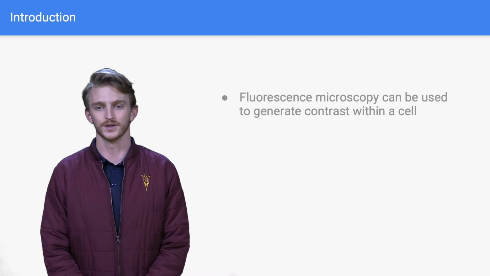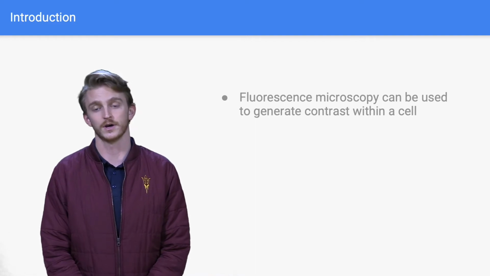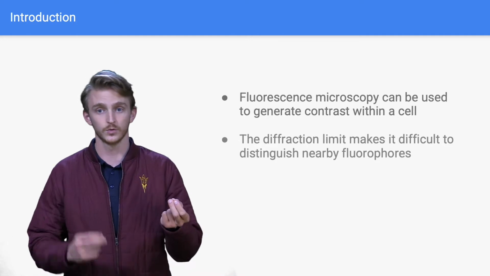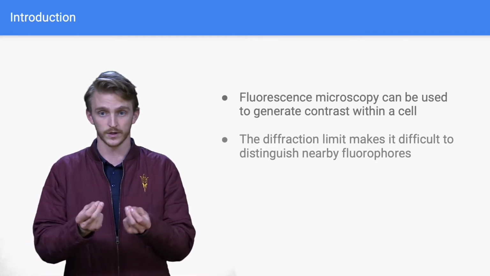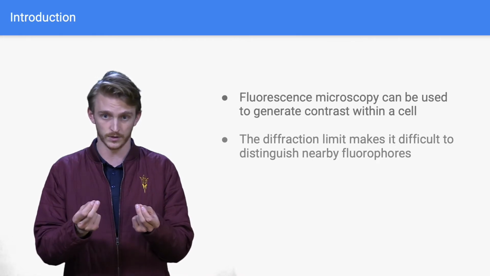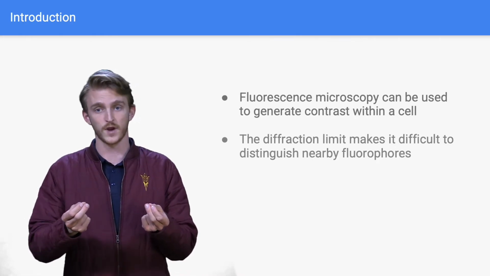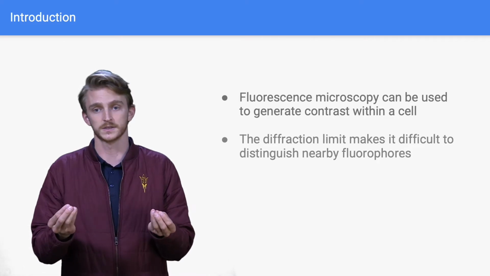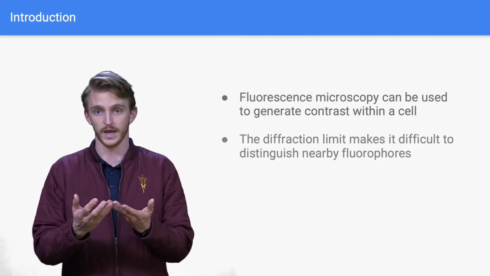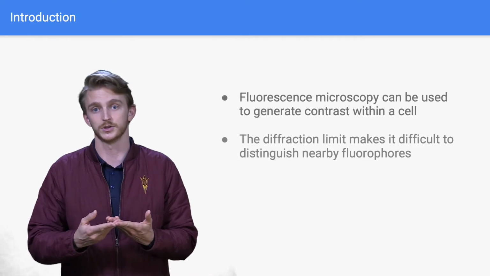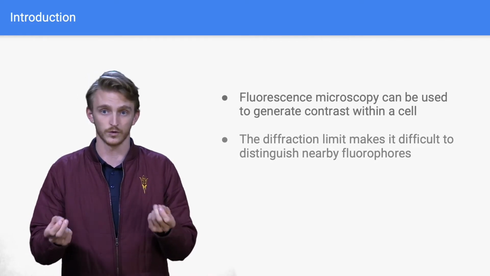This particular project deals with fluorescence microscopy. Now, fluorescence microscopy is a great way to generate contrast within a cell. However, when you have two fluorescent labels, or fluorophores, that are within close proximity to one another, the diffraction limit of light makes the spots that you see from either fluorophore overlap, so you cannot distinguish between two fluorophores under a microscope.